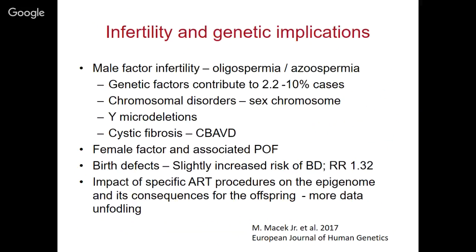But when we talk about infertility and the risk of genetic disorders, the couples need to be counseled that there is a slight increase in the risk beyond the baseline risk in natural conceptions. And secondly, the impact of the specific ART procedure on the epigenetics and the various kinds of disorders like Russell-Silver and Beckwith-Wiedemann is not well known, and much more data is now unfolding related to the consequences for the offspring.